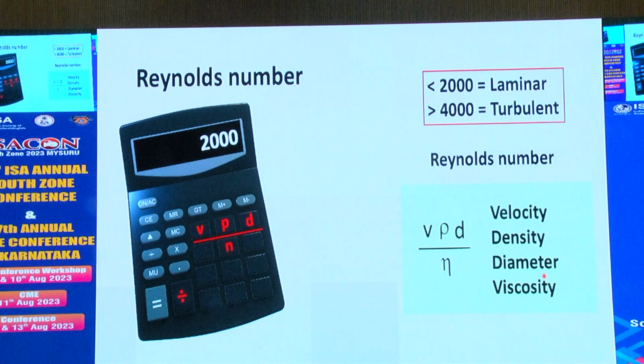If you calculate the Reynolds number, the golden numbers are these. If it is less than 2000, it is going to be laminar flow. If it is more than 4000, it is going to be turbulent flow. In between 2000 and 4000, it is a mixture of turbulent and laminar flow.